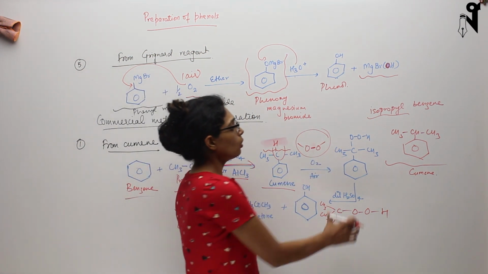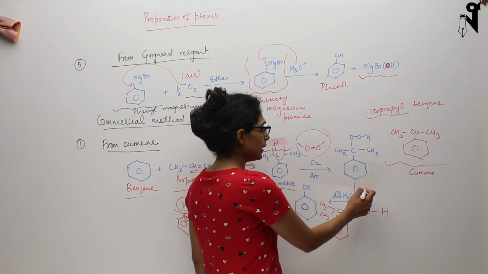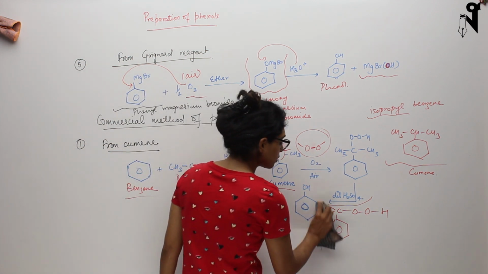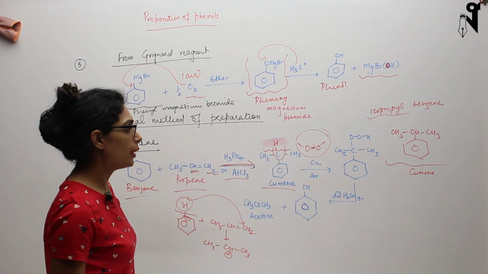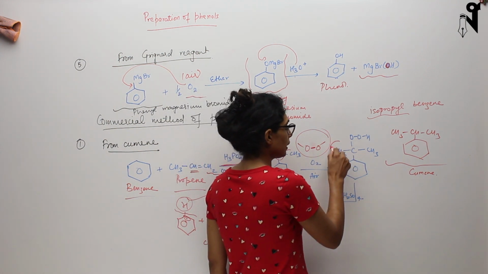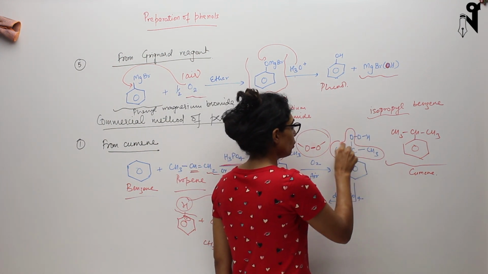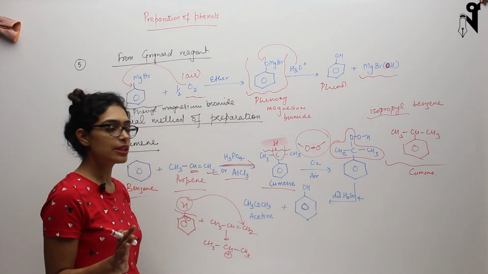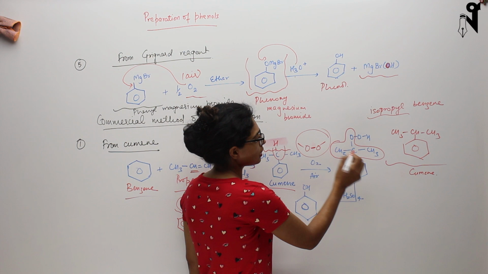Clear this part? Now once this intermediate has been formed, then it will be treated with a dilute H2SO4. Let me just rub the down thing, otherwise you will get confused. So it will be treated with the dilute H2SO4. Now how will dilute H2SO4 help? It will help in breaking this CH3CO. This whole thing will break off. This whole thing will come out from the benzene chain. So if it comes out, just understand.